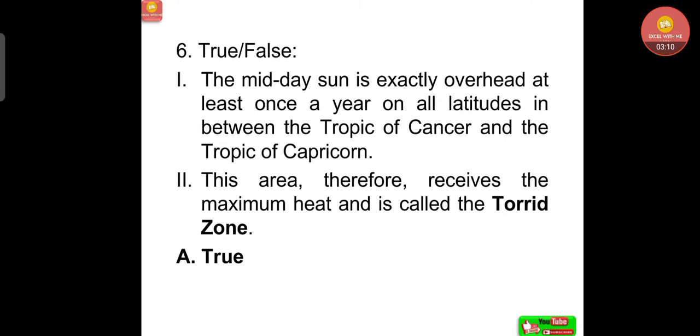Now let's see the true or false. The midday sun is exactly overhead at least once a year on all latitudes in between the Tropic of Cancer and the Tropic of Capricorn. This area therefore receives the maximum heat and is called the torrid zone. So both the statements are correct, that is true. This torrid zone, I already told you, the Earth is divided by imaginary lines, those are the latitudes. This torrid zone is indicated there.